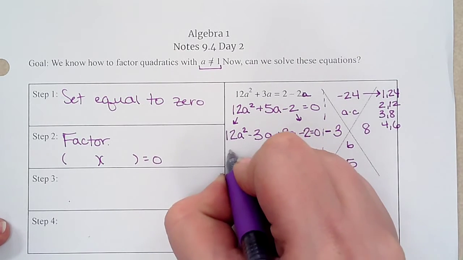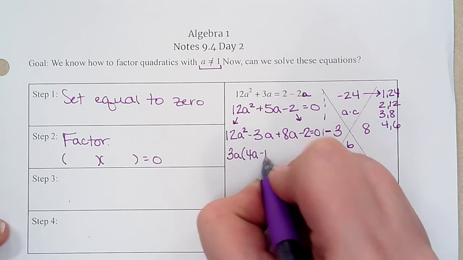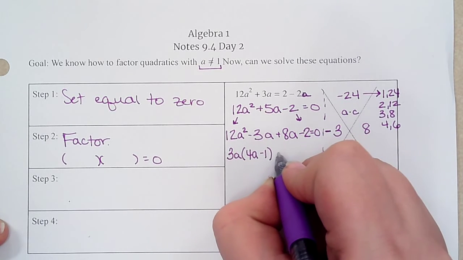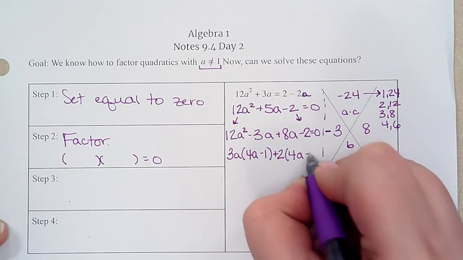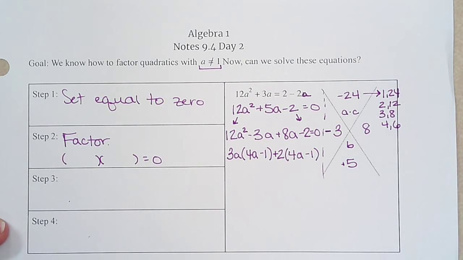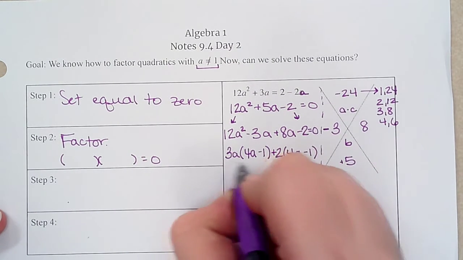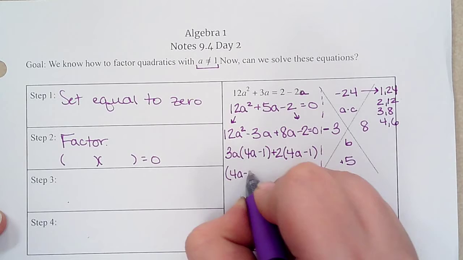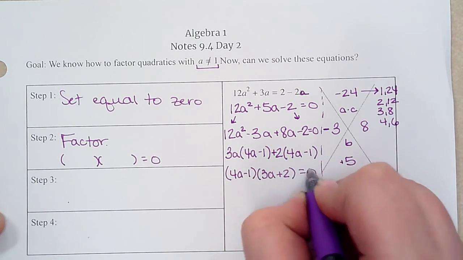I notice these both have a 3a in common. I'm left with 4a minus 1. These have a 2 in common, so they have a 4a minus 1. These are still set equal to 0. I'm just not going to keep bringing that 0 down for right now. Factor out the 4a minus 1. I'm left with a 3a plus 2 equals 0.